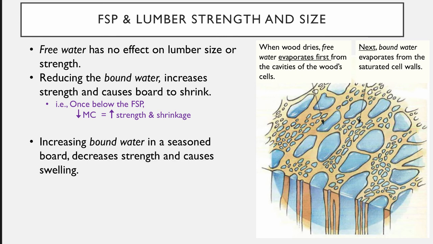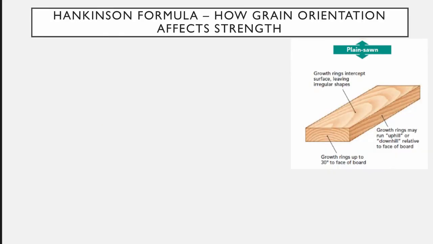Conversely, if we have, say, a seasoned board and so we have a low moisture content and we start adding moisture, adding bound water up to the FSP, we would actually see a decrease in strength and we'd see our boards begin to swell. And of course, the amount of strength change or swelling or shrinkage would be affected by the species of the wood. Well, the orientation of the grains also affects strength.